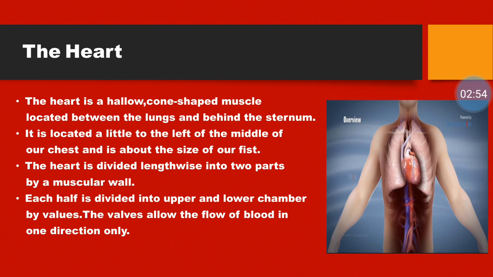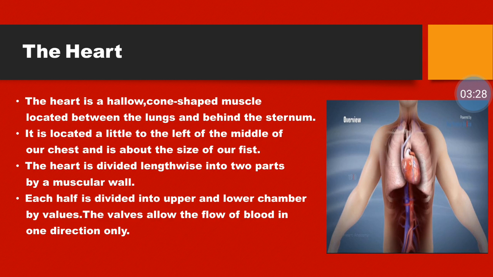Now children, the heart is divided lengthwise into two parts by a muscular wall. Each half is then divided into an upper and a lower chamber by the valves. So now the heart is divided into four chambers.